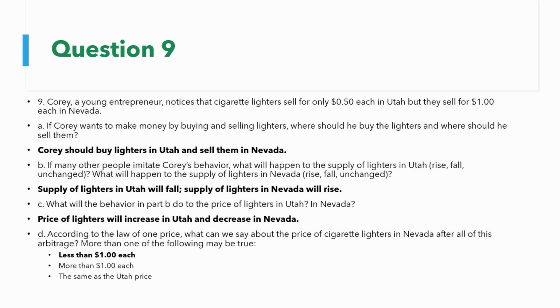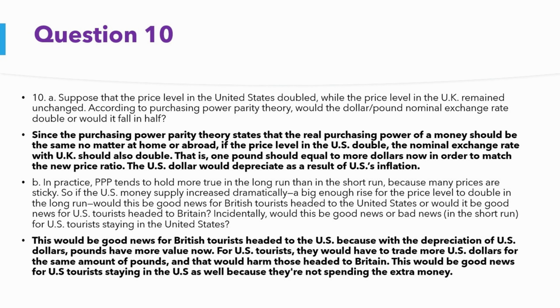So, at the end of the day, after all this arbitrage, there'll be less than $1 in Nevada because the price has decreased naturally. For question 10, we said that since the PPP theory states that the real purchasing power of money should be the same, if the price level in the US doubles, then the nominal exchange rate with the UK should also double. That is, £1 should now equal more dollars in order to match the new price ratio, and the US dollar should depreciate as a result.